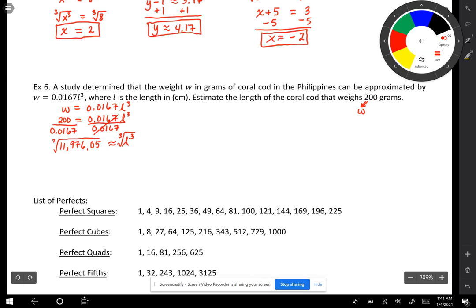Just like in semester 1 when we took the square root of both sides, now we're taking the cube root, or the fourth root or the fifth root, just depending on the problem. So the right side's just going to be L. And the left side, I use a calculator, and that's 22.88. And so we can answer our question. The length of the coral cod that's 200 grams is going to be about 22.88 centimeters. Always want to answer our questions and use units.